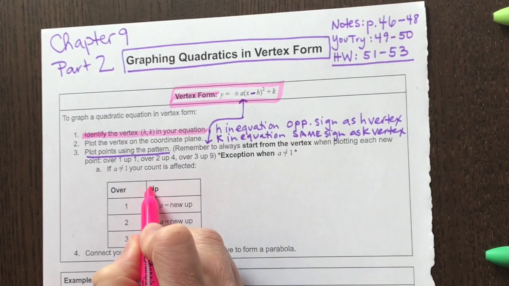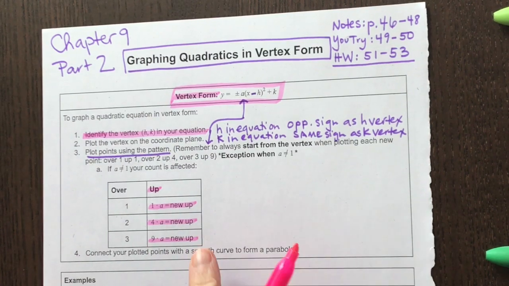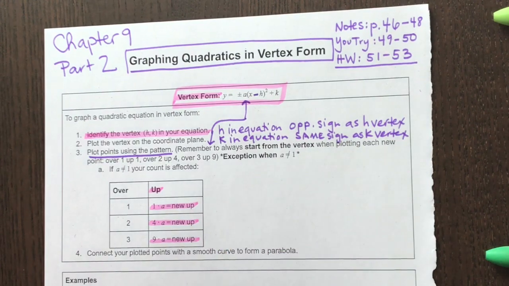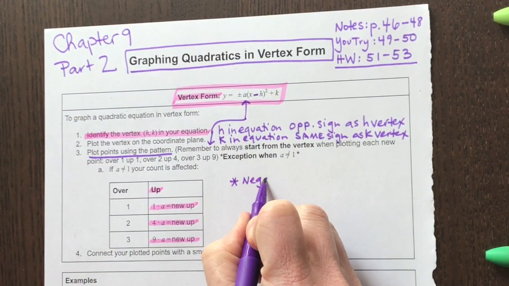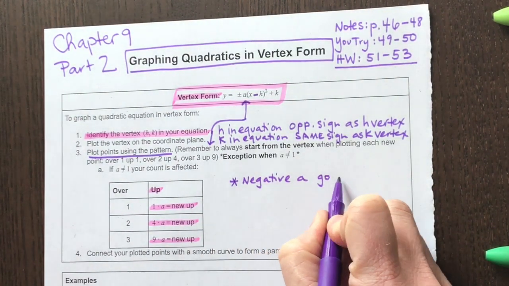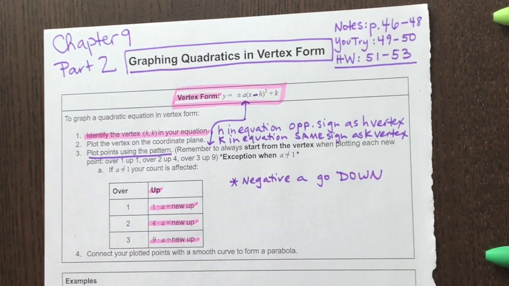So notice how it says up here, this is also true if you had a negative, you would then just go down. So I'm actually going to write a little note here that if you had a negative A, you would go down. And then you'll just connect your points with a parabola.